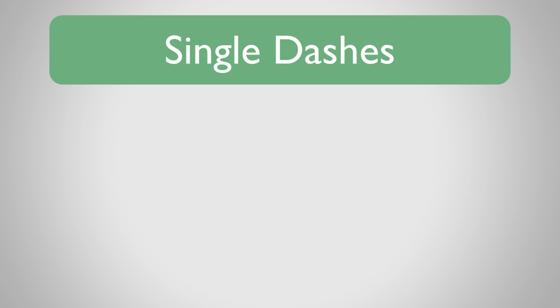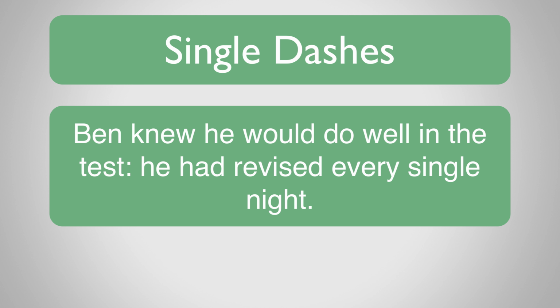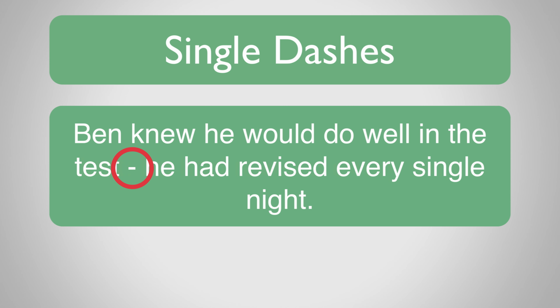Let's start with a sentence that uses a colon to introduce an explanation. Ben knew he would do well in the test. He had revised every single night. Notice how we have a main clause before the colon, and what follows the colon is closely linked to the main clause. A single dash can be used here instead of the colon. It works in exactly the same way, and follows exactly the same rules. It must come after a main clause, and whatever follows must be closely linked to the main clause.